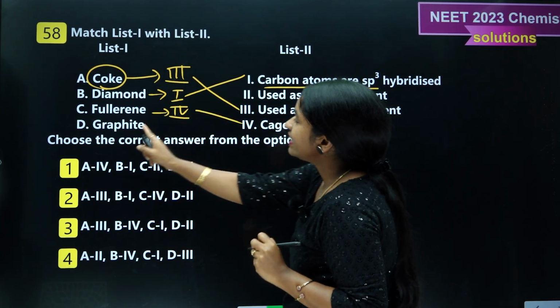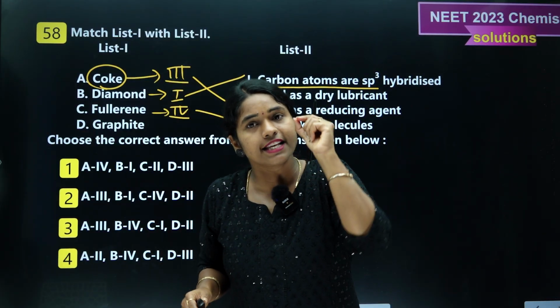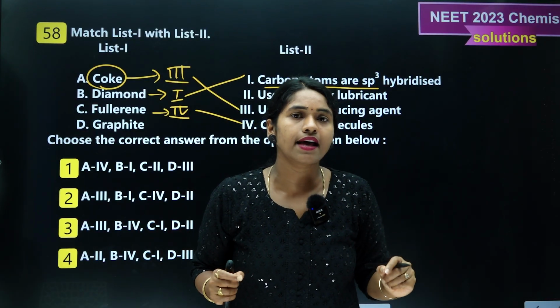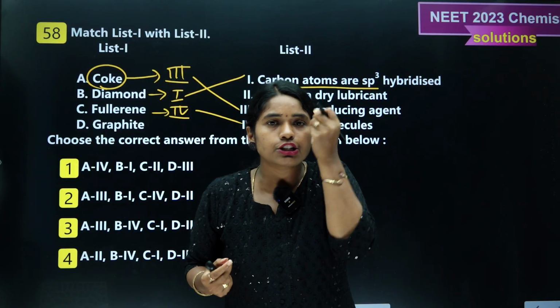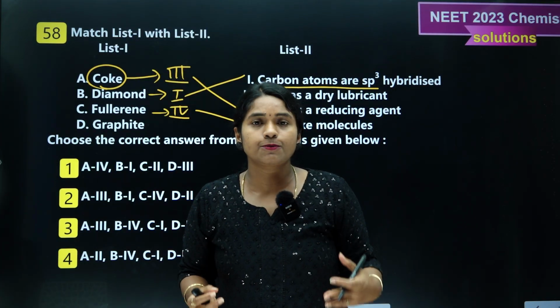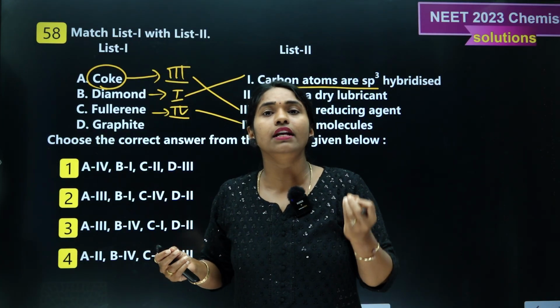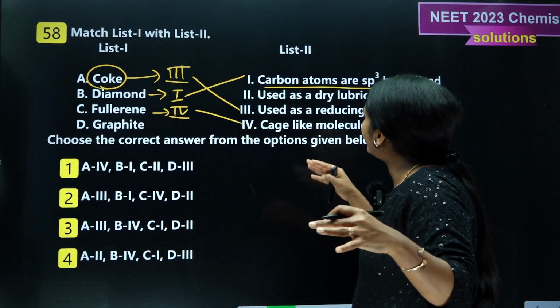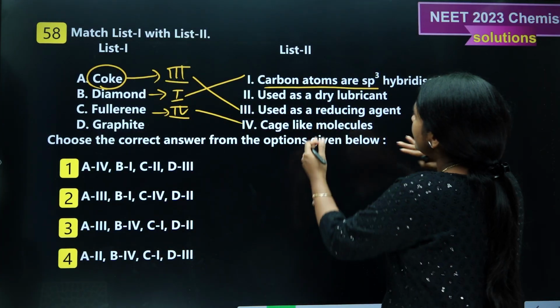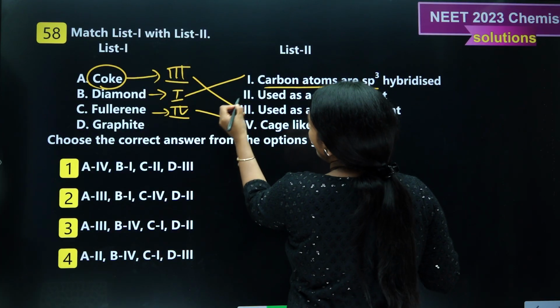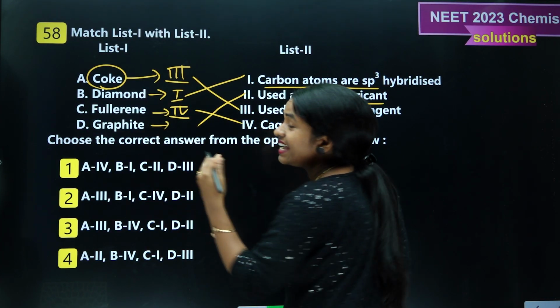And see the next one. In graphite, carbon is sp2 hybridized and it has unpaired electrons present, which are responsible for the conductivity. It is also acting as a good lubricant. Here they are asking, yes, it is a lubricant. Why is it a lubricant? Due to its layered structure.